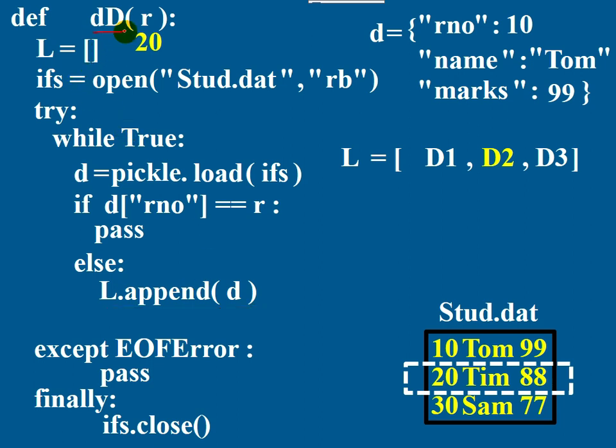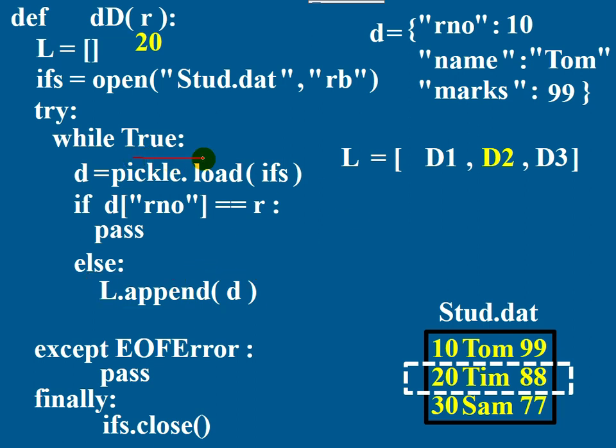Change 1, name of the function. Change 2, no need to read the new total marks because you are deleting the record, and in the else part, dictionary should be appended to a list. Let me explain this using an example.